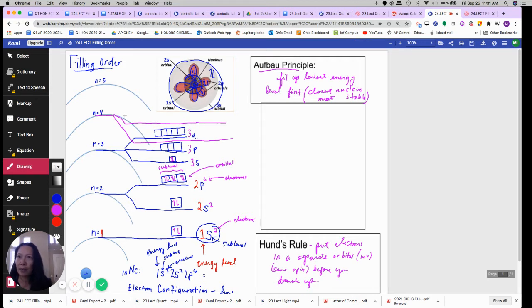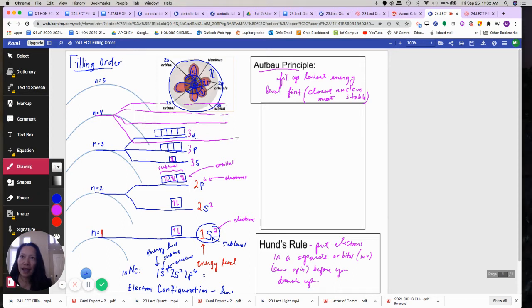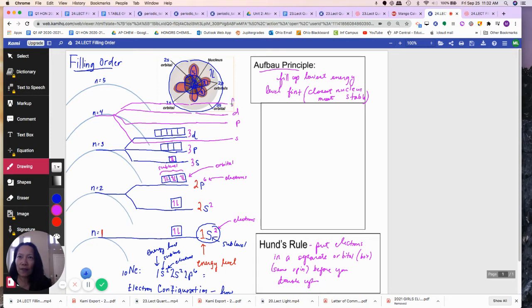The fourth energy level has four sublevels: 1, 2, 3, and 4. So the fourth energy level has s, p, d, f. Four sublevels. Those are all in the fourth energy level.